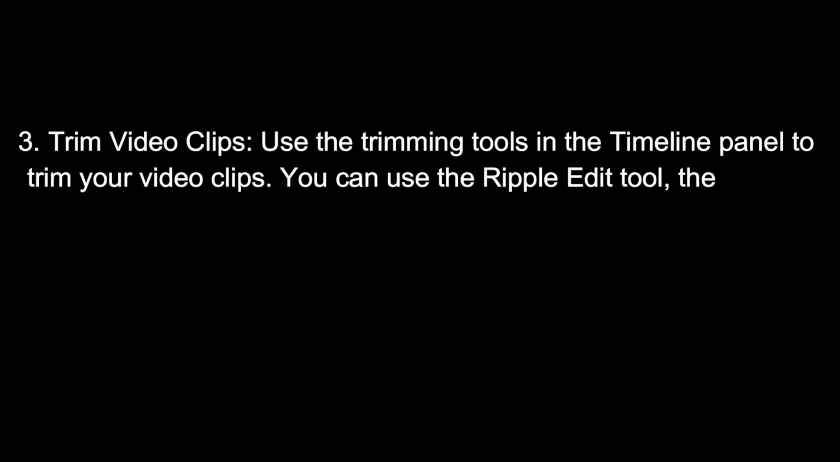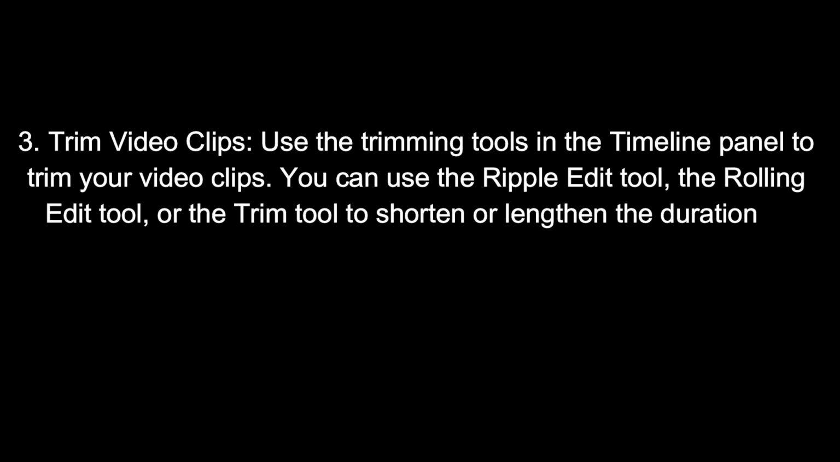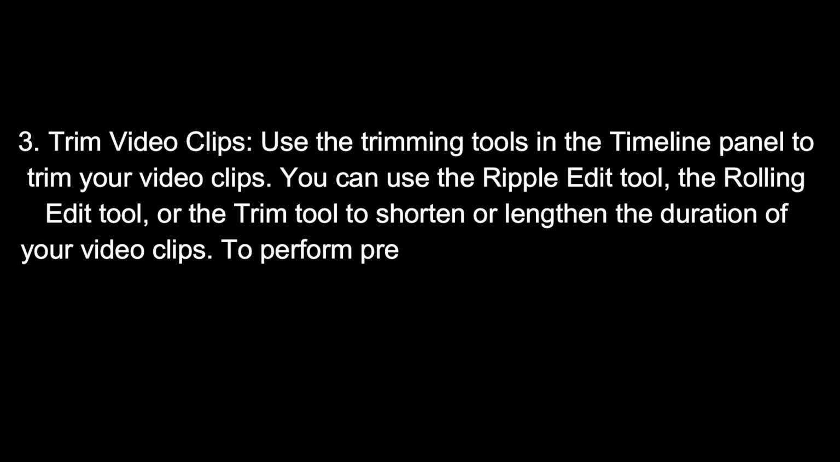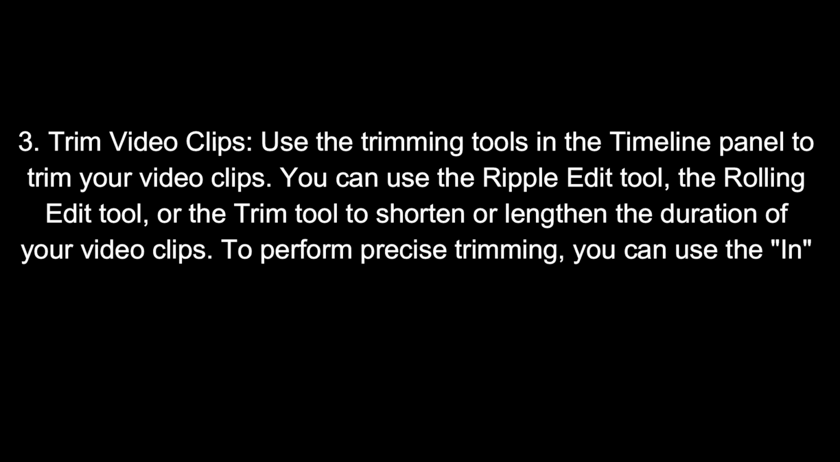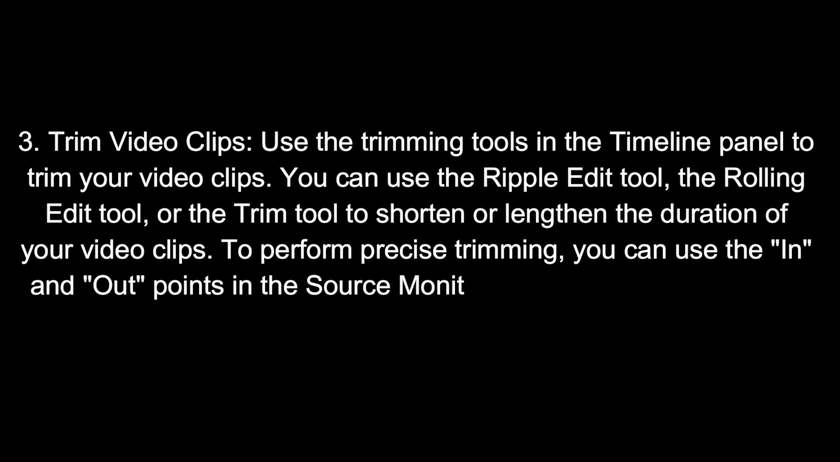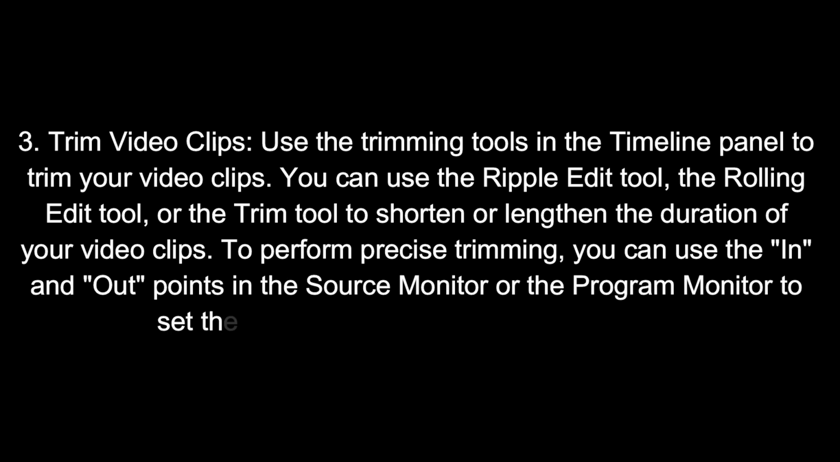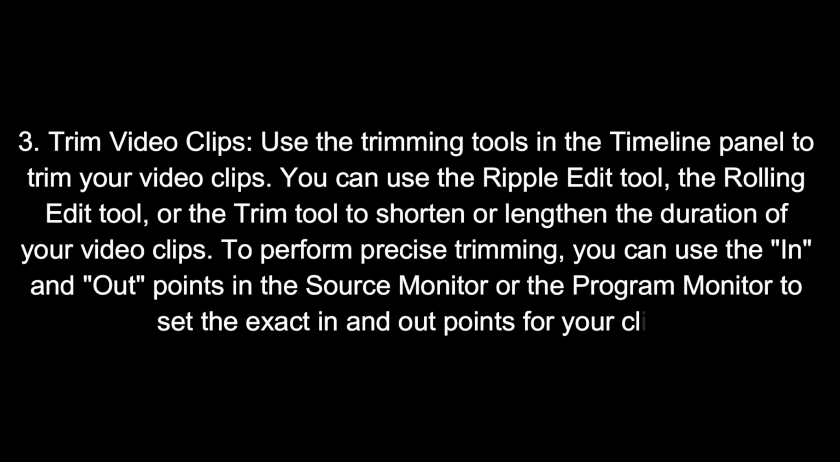3. Trim video clips. Use the trimming tools in the timeline panel to trim your video clips. You can use the Ripple Edit tool, the Rolling Edit tool, or the Trim tool to shorten or lengthen the duration of your video clips. To perform precise trimming, you can use the in and out points in the source monitor or the program monitor to set the exact in and out points for your clips.